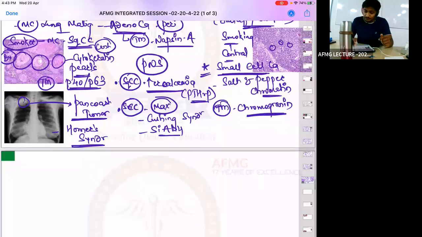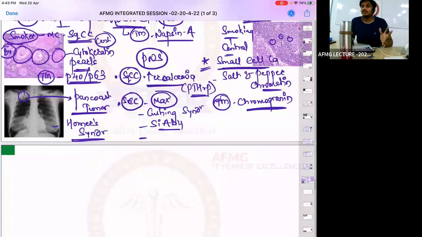It can lead to production of autoantibodies which are attacking the presynaptic calcium channels, and therefore it can cause which syndrome? Lambert-Eaton syndrome. No issues with this.